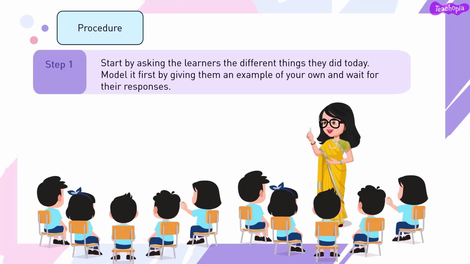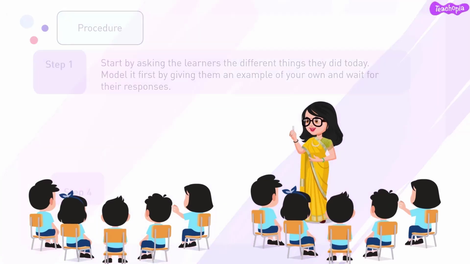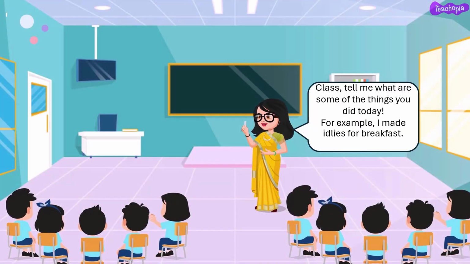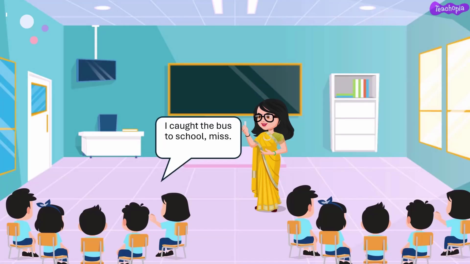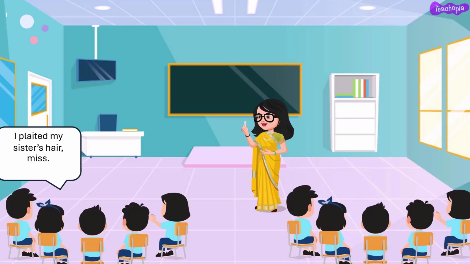First, start by asking learners different things that they did during the day. You can model this by giving them an example of your own and then wait for their responses. Class, tell me, what are some of the things you did today? For example, I made idlis for breakfast. I got the bus to school, miss. I plaited my sister's hair, miss.